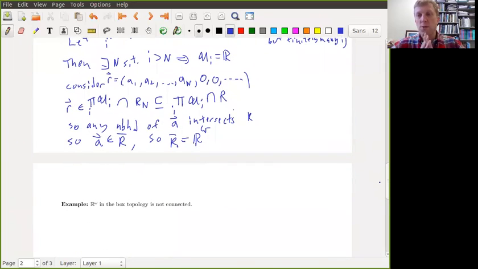There's another result here, which I don't think I'm going to prove, that says R omega in the box topology is not connected. It's example 6 on page 151, and I would encourage you to read it. It's pretty slick. They find a separation for R omega in the box topology: they look at the set of all bounded sequences and the set of all unbounded sequences, and those are both open sets that are disjoint, and their union is all of R omega. I'll let you read that, and I'm going to stop the video here before I run out of room.